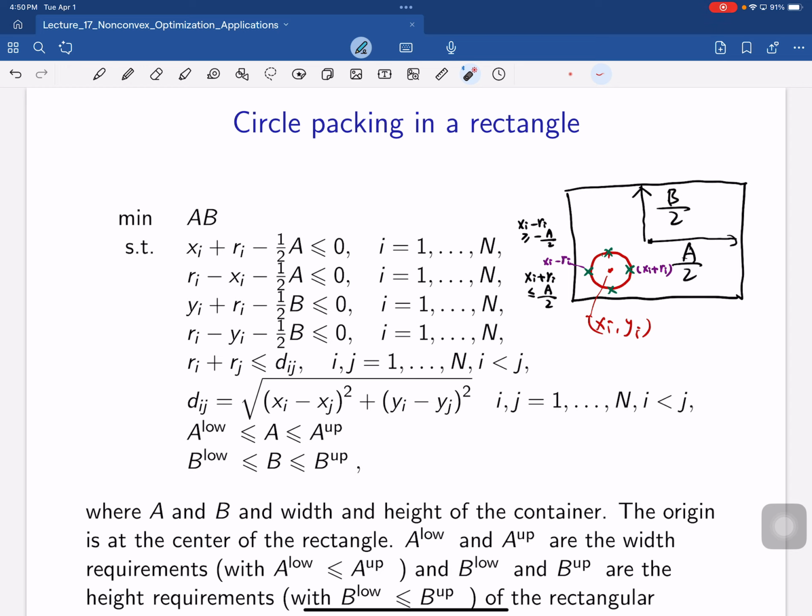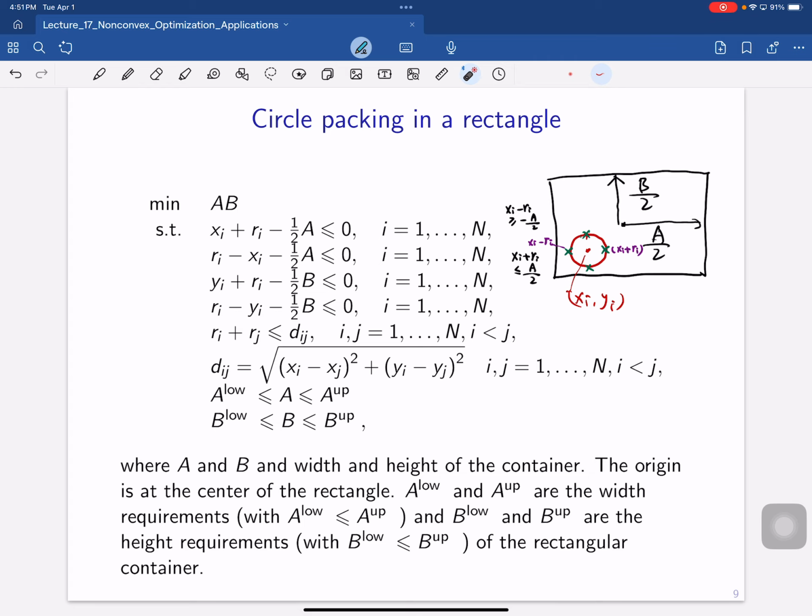You can calculate the Euclidean distance of any 2 circles. That's just the square root of the sum of squared differences between the x and y coordinates. And the distance has to be greater than or equal to ri plus rj, right? Same thing as the previous case. And then you may need to constrain a and b, right? For example, you cannot make it too high or too wide. Then you have some bounds on a and b. And the objective is to minimize the total area of the container, a times b. Okay, any questions? Sure.